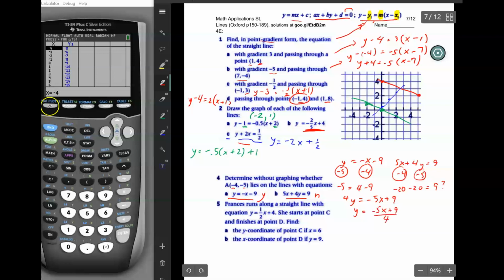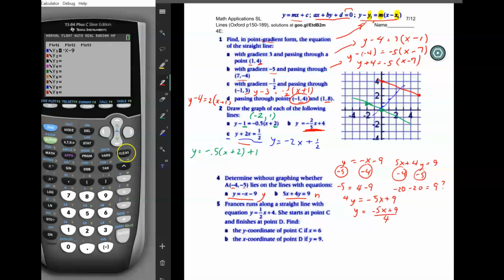And then if we graph this, we can see if negative 4 and negative 5 is on the line, right? So I'm going to make a fraction, and the top of the fraction is negative 5x plus 9, and the bottom of the fraction is 4. And then I'm going to look at that table, and check out the value for negative 4. It is 7.25. So no, it's not, right?